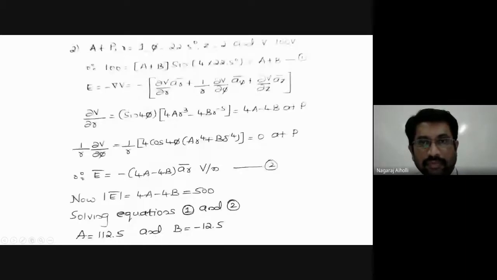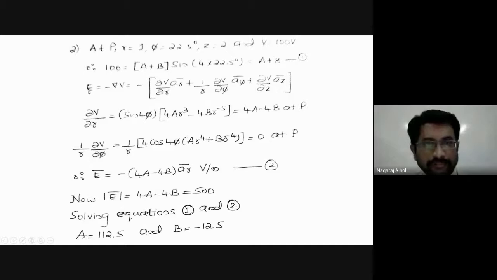Therefore, 100 is equal to A plus B sine of 4 into phi, which is 22.5 degrees. 4 into 22.5 is 90 degrees. So the equation is 100 is equal to A plus B sine of 4 into 22.5, that is A plus B, because 4 into 22.5 is 90 and sine 90 is 1. Hence 100 is equal to A plus B. Take this as equation 1.